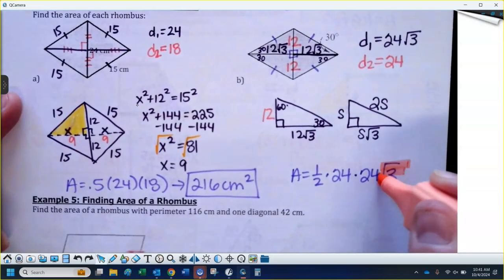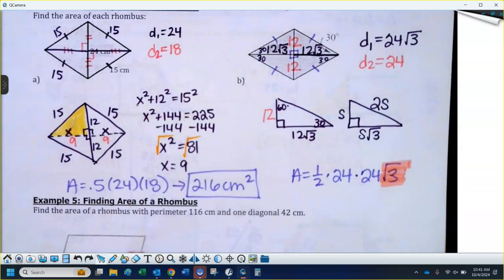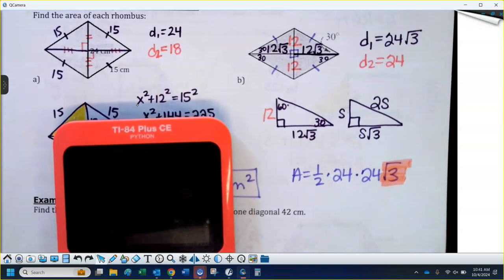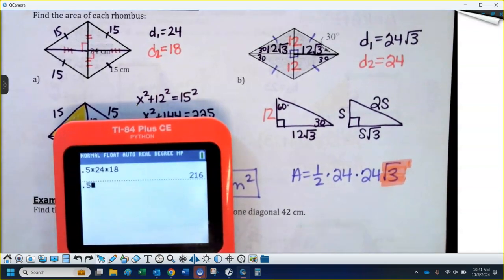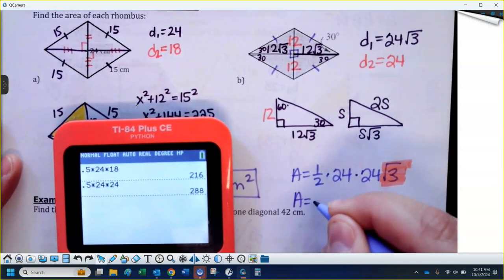I'm going to leave this in radical form. So I'm just not going to include the radical 3 when I type this in my calculator. So we're just going to do 0.5 or 1/2 times 24 times 24 and write the radical 3 next to it. That way it leaves it in simplest radical form.